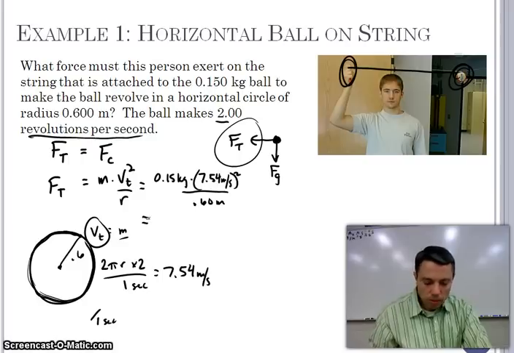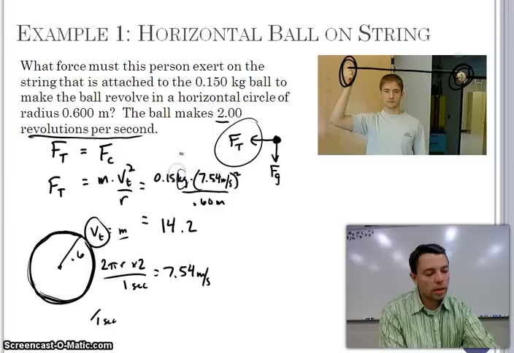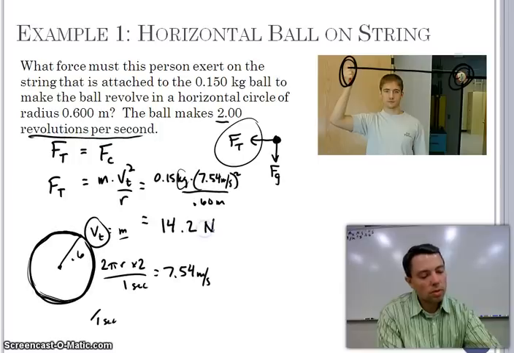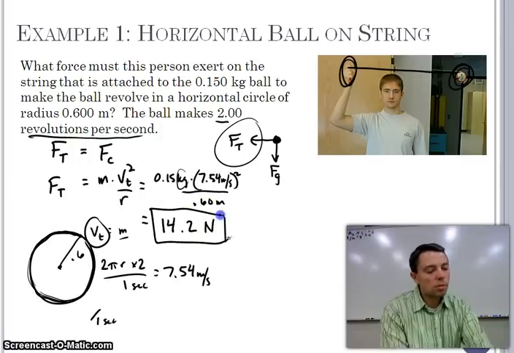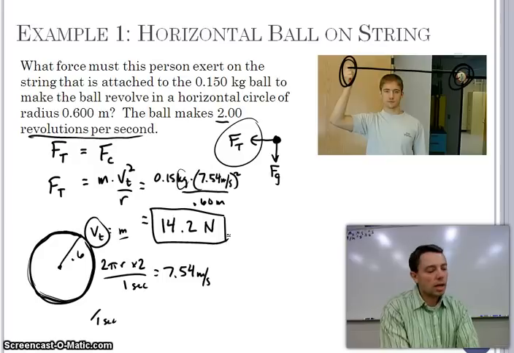Times mass times, divided by, and I get 14.2. Now unit wise, I get kilograms, I've got meters squared over seconds squared, and then I have a meters down here, so meters cancels out. That gives me kilograms meters per second squared, which is the same thing as a newton. So in other words, this person has to supply 14.2 newtons of force in order to keep that ball spinning at that constant speed.